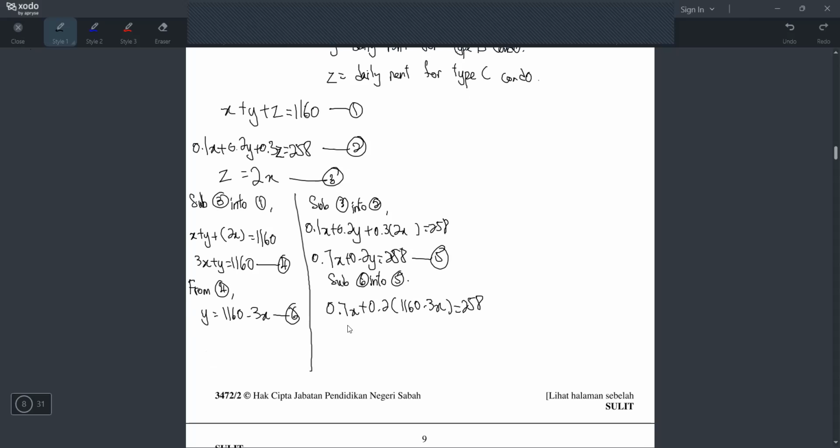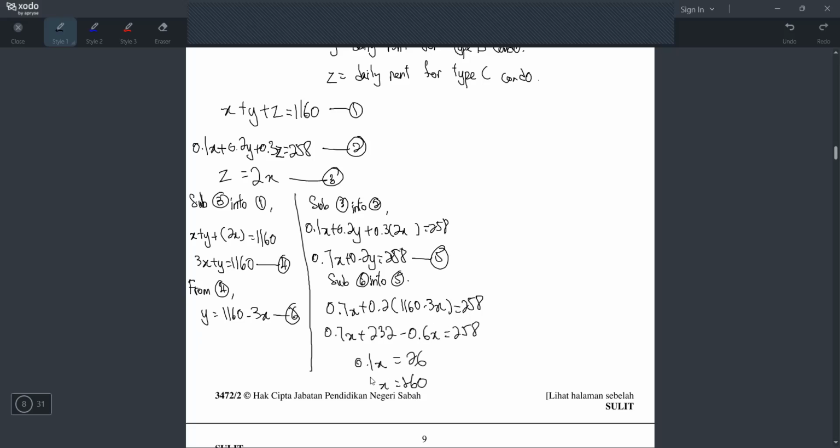Okay, so 0.7x, 0.2 times 1160, you can press the calculator. Okay, I get 232, so just write 232. And then 0.2 times negative 3, I think is negative 0.6x equals to 258. X can only go with x, numbers can only go with numbers. So 0.7 minus 0.6 is 0.1, and then 258 minus 232, what do you get? Positive 26, and then 26 divided by 0.1, I think you will get 260, right? But of course, this is not the end. I still have to find y and z.